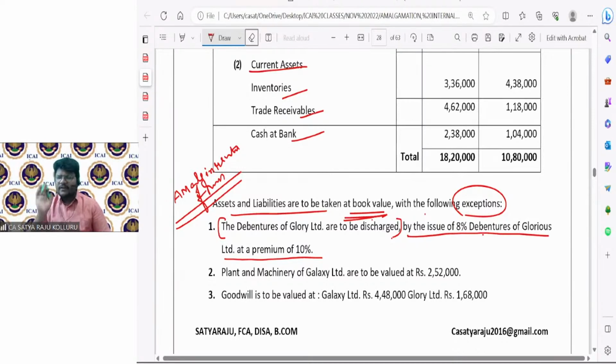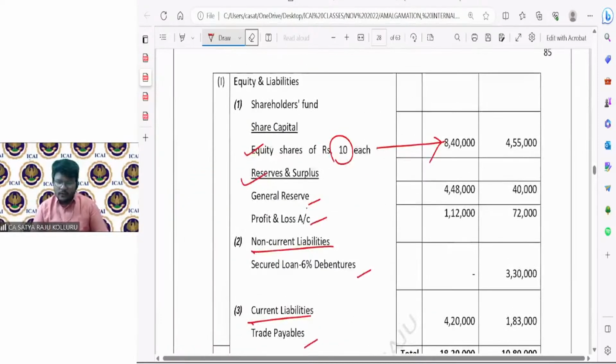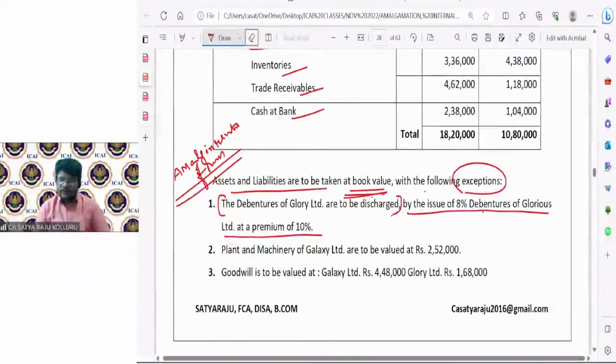First, discharge is only important for me. Sir, discharged at par means, if you check in the Glory Limited debentures, 3,30,000 is there. For 3,30,000 worth of debentures, how much worth of debentures am I going to issue? Same. Discharged at par means 3,30,000 worth only I am issuing. But each and every debenture I am issuing with premium, that means at the rate of 110. So 3,30,000 divided by 110 means I know 3,000 debentures, right? Tell me, guys.